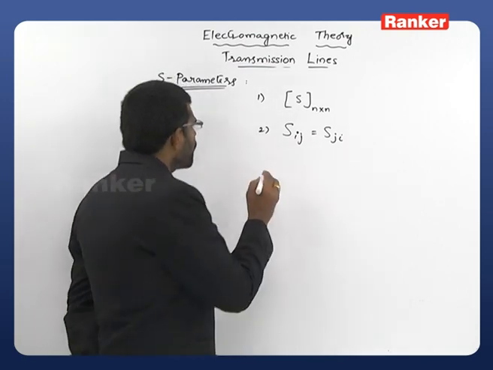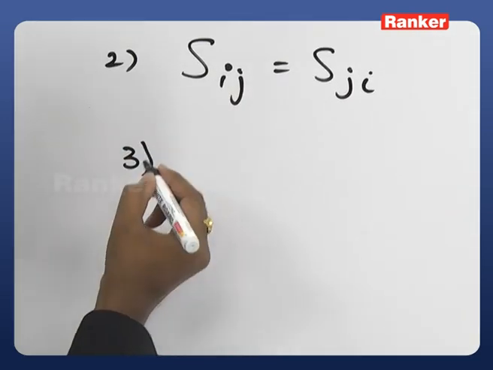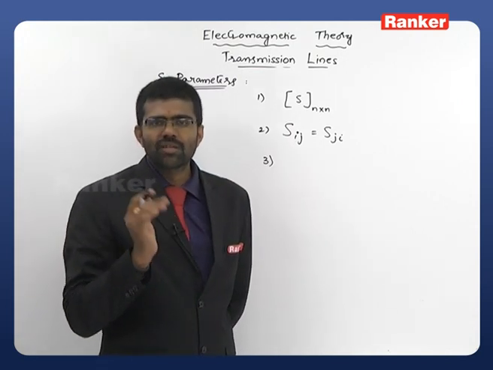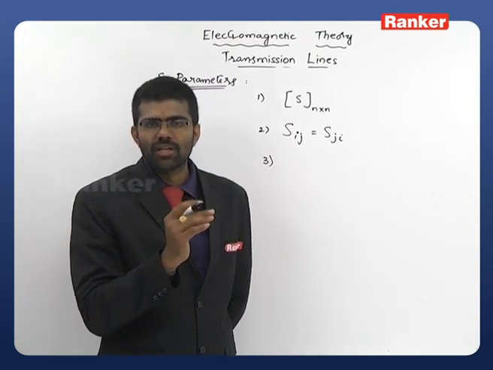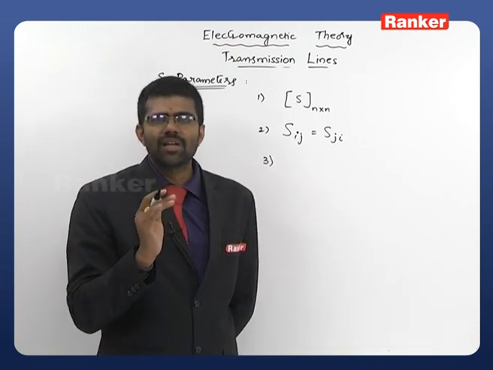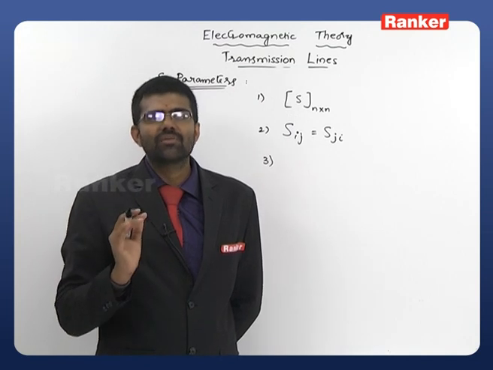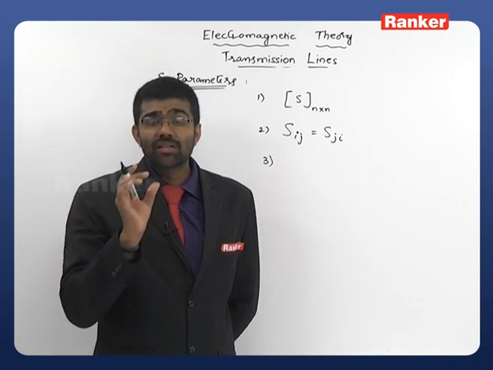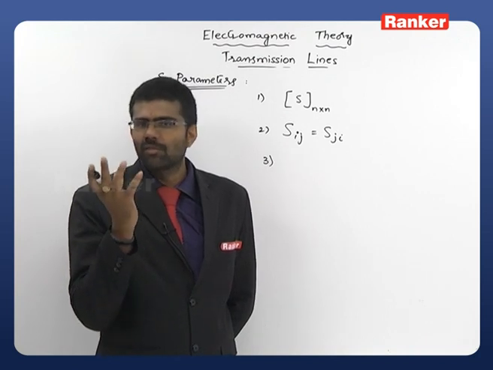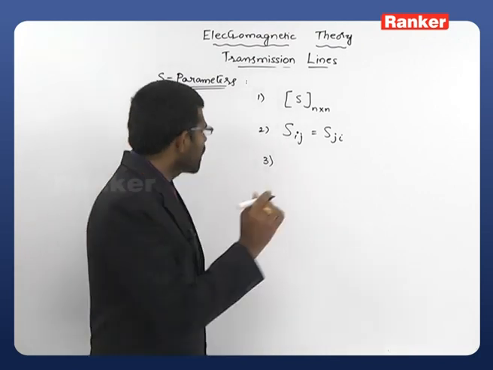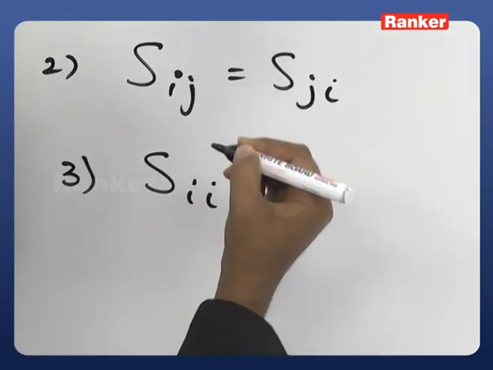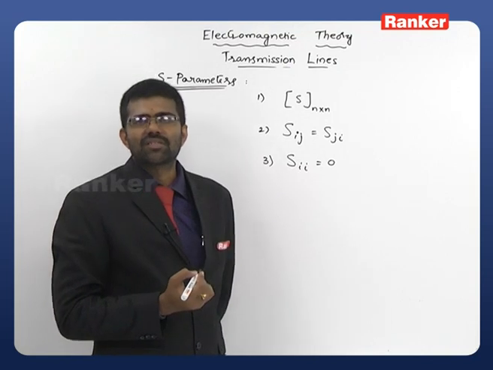Now, the third property is that all the reflection coefficients for a perfectly matched junction are 0. Now, what are the reflection coefficients you observed in our previous discussion? S11 is a reflection coefficient, S22 is a reflection coefficient. Similarly, Snn is also a reflection coefficient. So, all the reflection coefficients for a perfectly matched junction, since it is perfectly matched, obviously there will be no reflection. So, the reflection coefficients are 0. That simply you can say that Sii is equal to 0 for a perfectly matched junction.